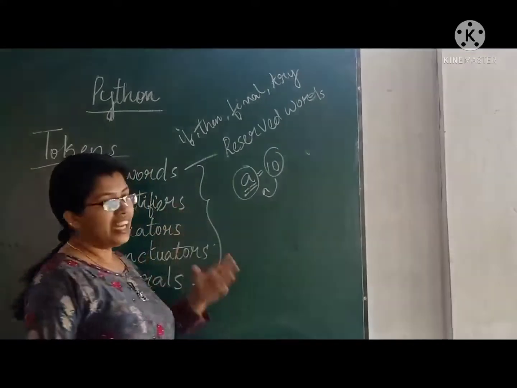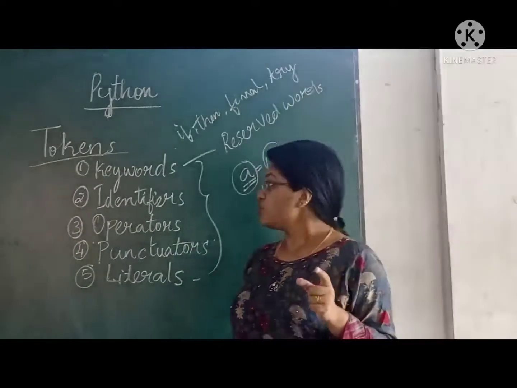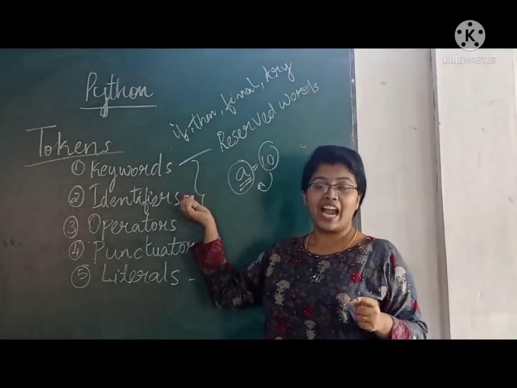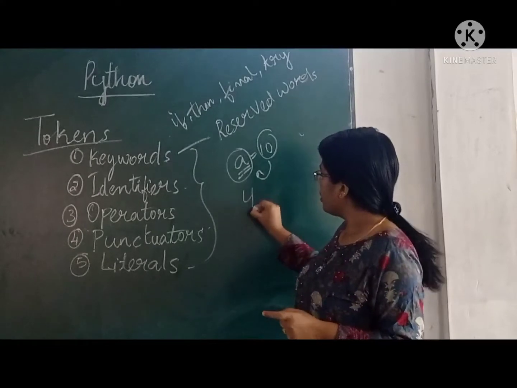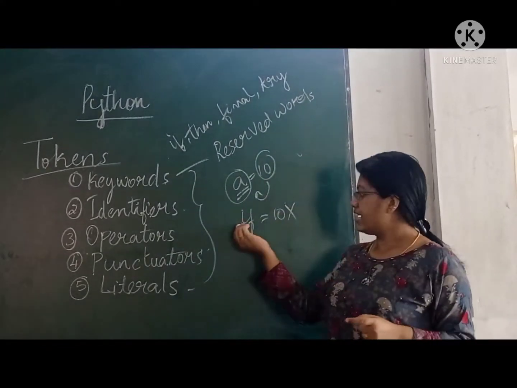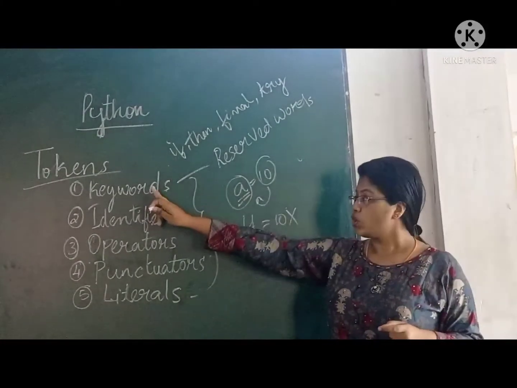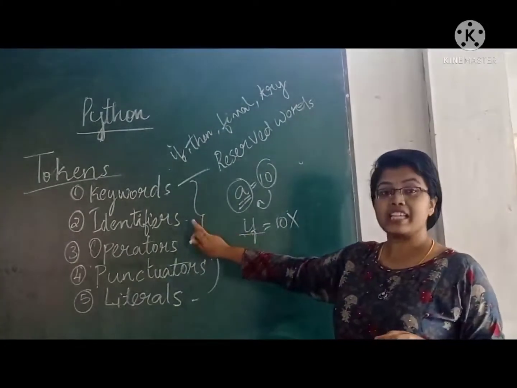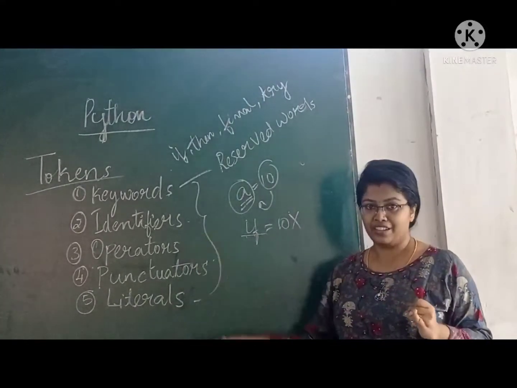To create an identifier there are some rules. First, you should not use a keyword as an identifier. For example, don't write if equal to 10. This is wrong, because if is a keyword. So don't take a keyword as an identifier. This is the first thing to remember while creating an identifier.